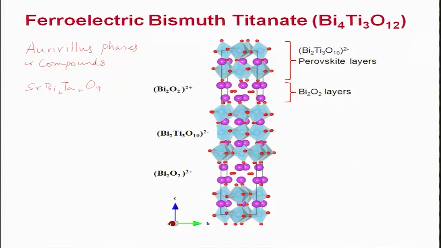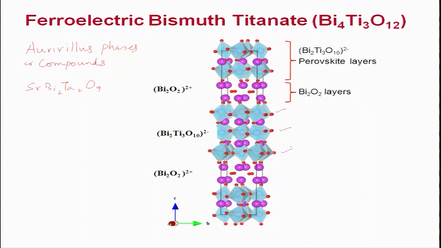In these compounds, you have perovskite layers which are sandwiched between bismuth oxide layers. In between you have Bi2O2 layers. You can see the purple bismuth and red oxygen atoms. Between two successive Bi2O2 layers you have 3 perovskite layers: first perovskite layer, second perovskite layer, third perovskite layer, in which titanium is octahedrally coordinated by oxygen.